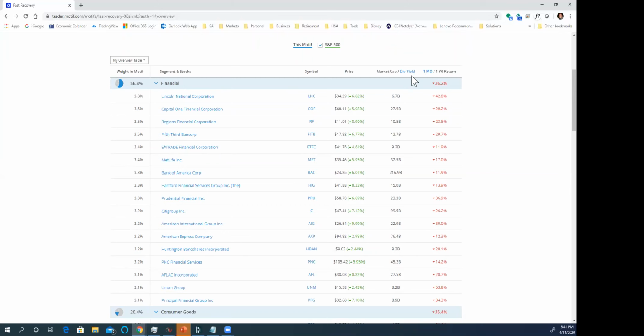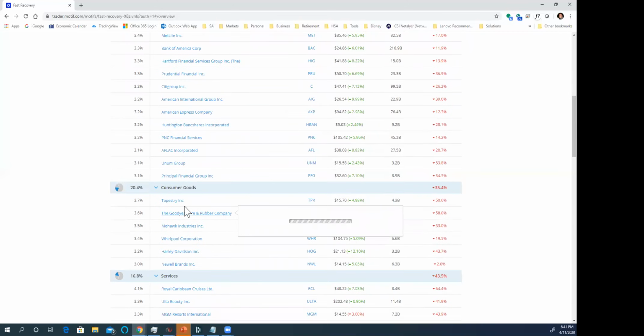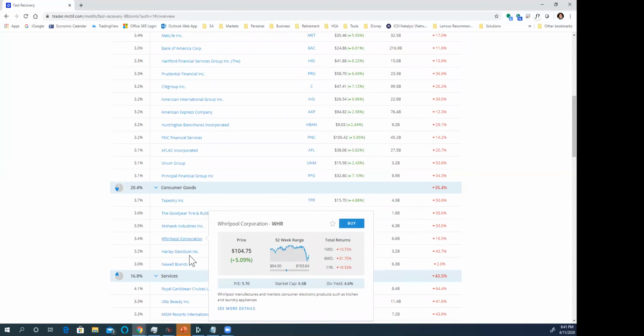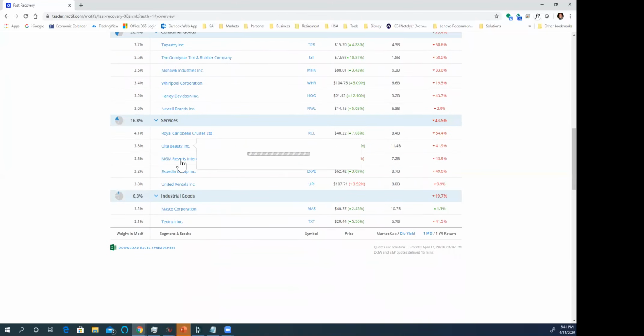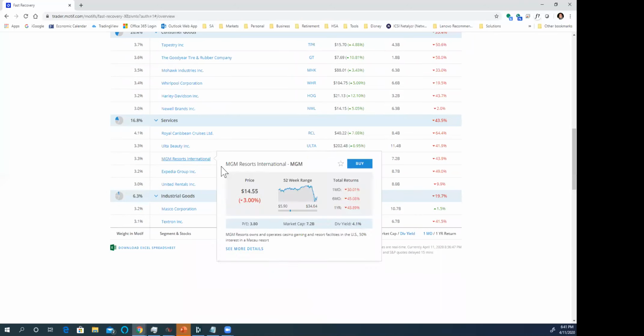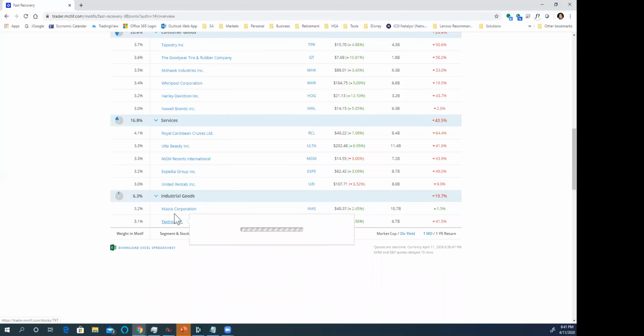Now, we'll go through these columns again. If you look at the bottom, it's consumer goods, right? We have a tire company, we have a carpet company, we have Whirlpool here, we got Harley Davidson, all of these companies, services here, right? We know some of them. One of them is a cruise company. We know it took a big hit. One is a hotel, one is Expedia. We know that. One is a beauty company. We got some other companies here on the industry side of it.